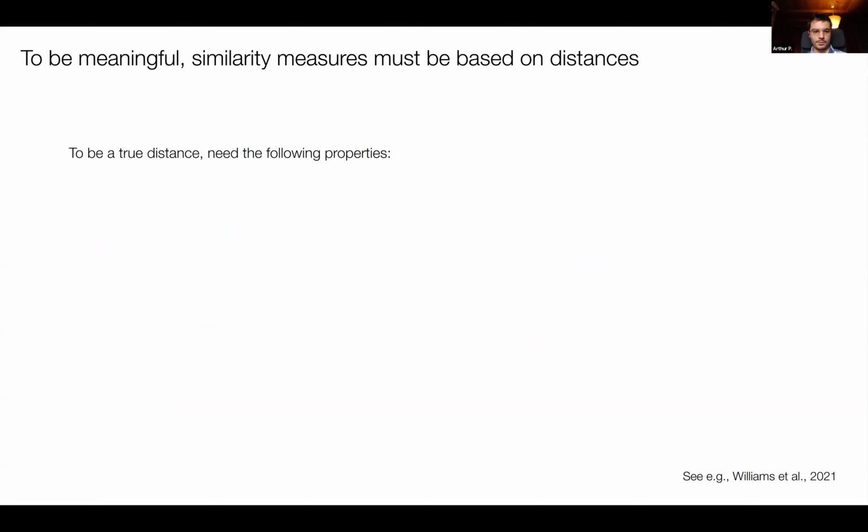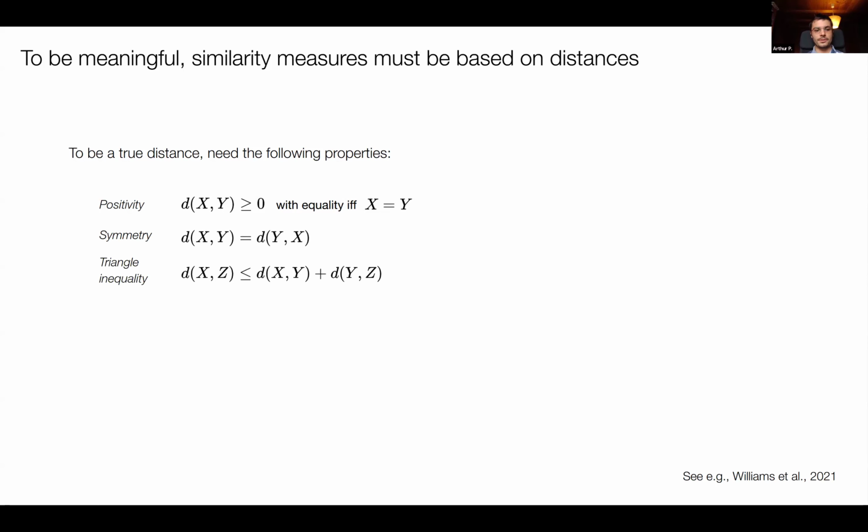I skimmed over that first property, but I'll be more precise now. We want this distance function to be a proper distance, mathematically speaking, so it must follow some axioms. The first one is positivity: I want the distance between x and y to be greater than or equal to 0, and to be 0 if and only if x and y are the same. I want it to be symmetric, as I've mentioned, and perhaps most importantly, I want it to follow the triangle inequality. So how does that look?